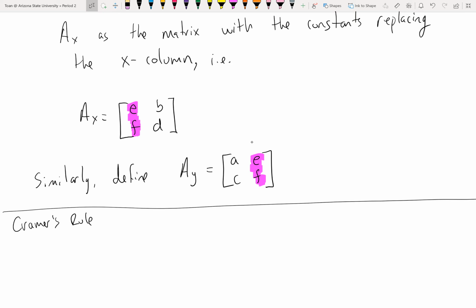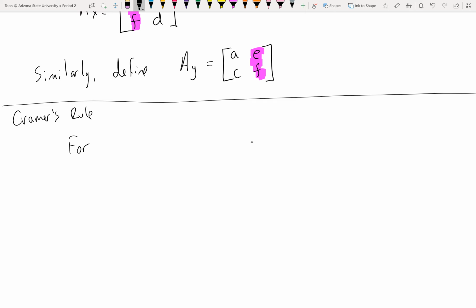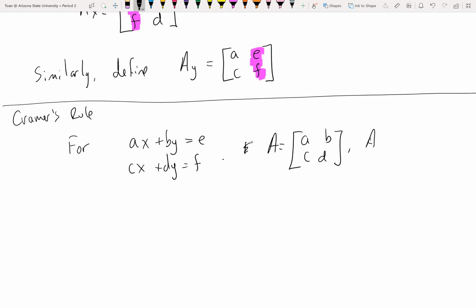So Cramer's rule. How can I use these matrices to solve a system? Cramer's rule states, for a generic system, ax plus by equals e, cx plus dy equals f. I'm just rewriting the definition, guys. And A is the coefficient matrix: a, b, c, d. A sub x is e, f, b, d. A sub y is a, c, e, f. So those are just the same definitions we did above.